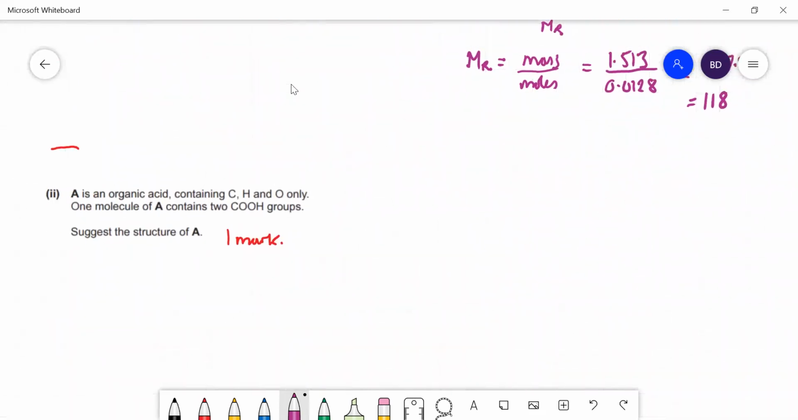A is an organic acid containing carbon, hydrogen, and oxygen only. And one molecule of A contains 2 carboxylic acid groups. Suggest the structure of A. Right. We're going to have 2 carboxylic acids. Now they can only go on the ends, can't they? So I'm going to put this. We don't know what's in the middle there, but they've got to go on the ends. It's got to go on the end of a carbon chain.